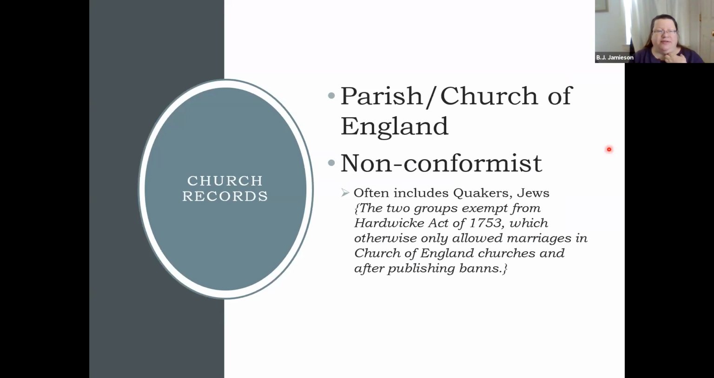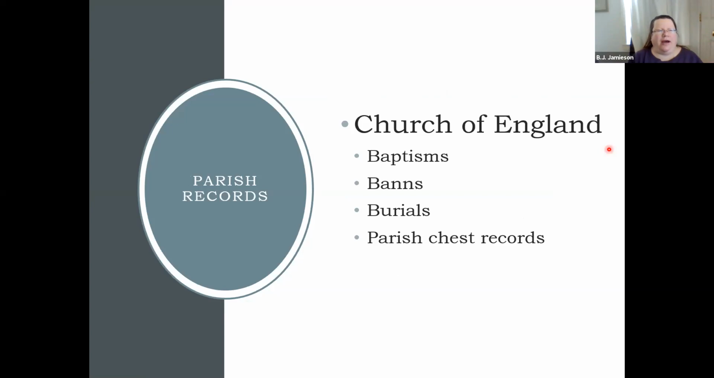Quakers and Jews were exempt from some of the regulations, but other nonconformists still had to register their marriages with the Church of England parish. So Methodists, Baptists, Presbyterians, Independents, you will often still find their records. They may have kept separate records, but they will also be in the parish records. So what you're getting in the church records will be baptisms rather than births. Generally, it'll be banns for the marriage rather than the actual marriage record, and it'll be burials instead of deaths.